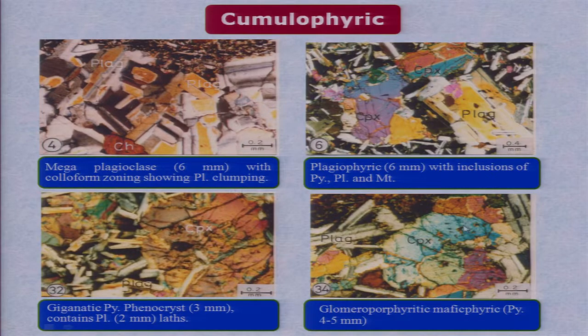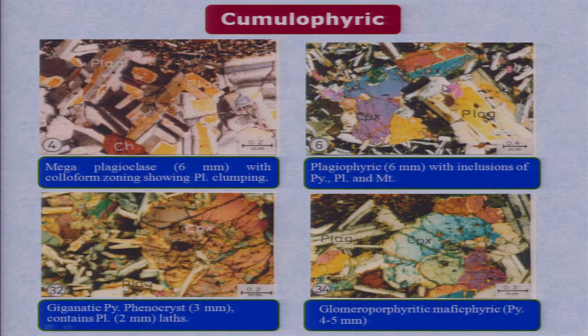See another slide of a basalt. In one rock you may find different types of texture depending upon the different types of petrogenetic history. Plagiophyric texture: here you see the phenocryst is of plagioclase. Here, I see the pointer here, this is a plagioclase crystal. This plagioclase crystal size is 6 millimeter, which is quite big, with inclusions of pyroxene, plagioclase and magnetite. This plagioclase shows inclusions of pyroxene. This pyroxene crystal shows high order, second to third order colors.